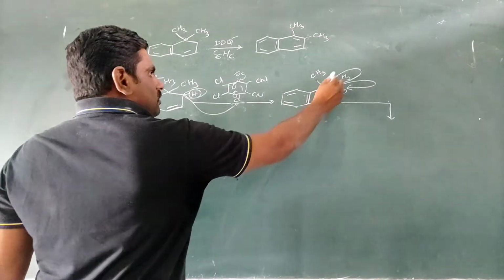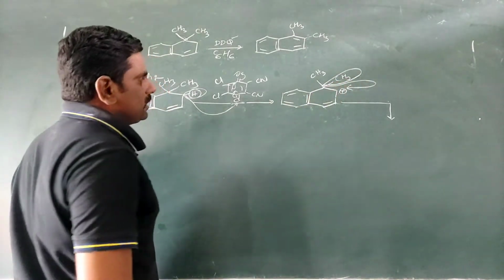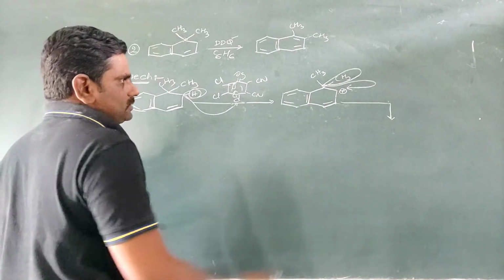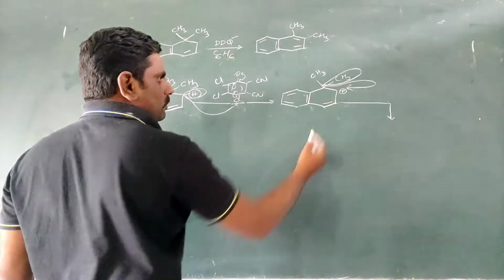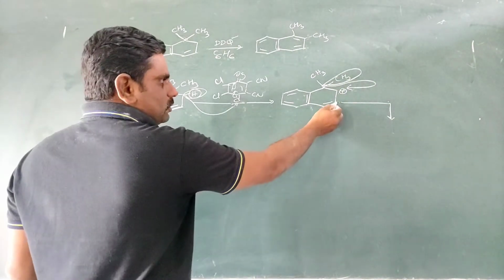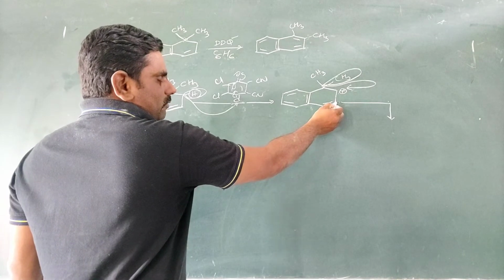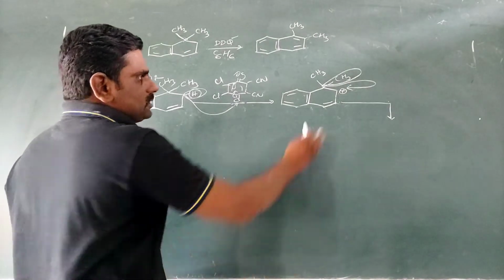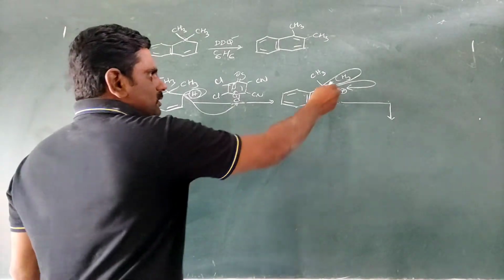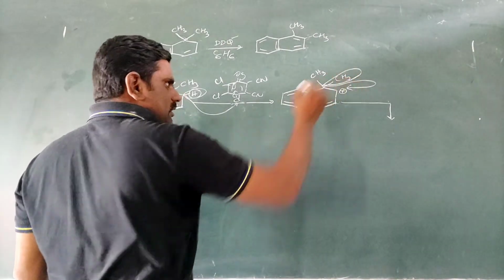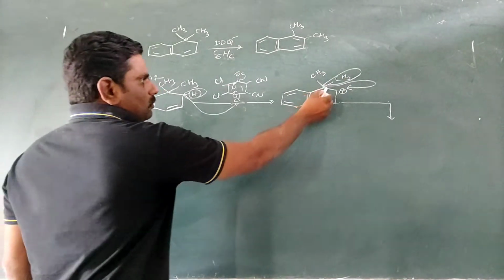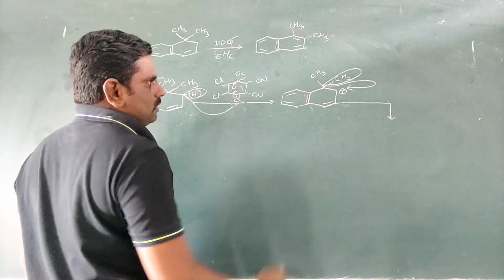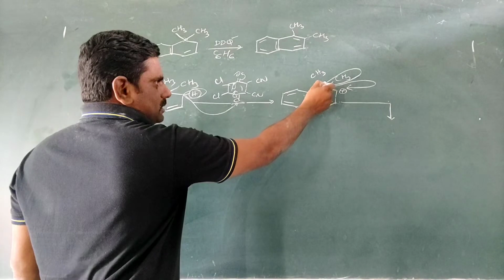Here, migration of the methyl group takes place. Why does migration of the methyl group take place? Because here, where the double bond is, there is no sp3 hydrogen which is adjacent to that. So because the double bond is present, the methyl group is migrating from this carbon to the carbonium ion. So after that, the positive charge is present here.